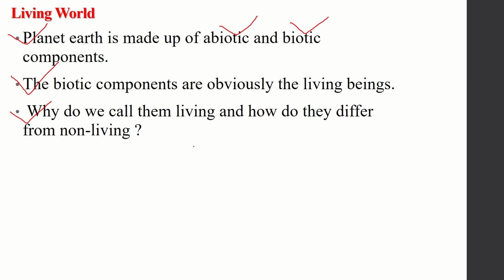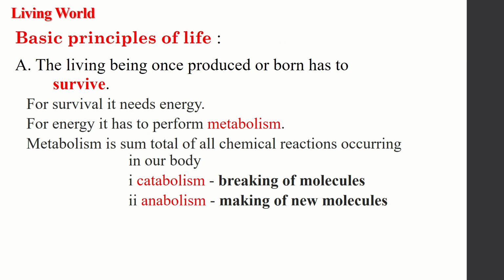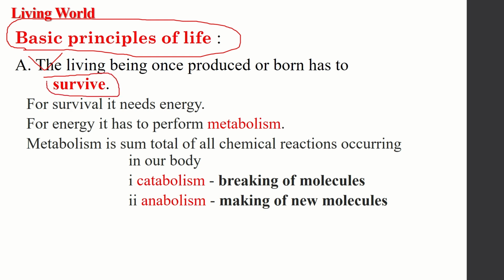There are so many points or characteristics by which we can define them as living. So these are some basic principles of life or some characteristics. With the help of those characteristics, we can define that these particular organisms are living organisms, that is, biotic organisms. The living beings, once produced or born, have to survive. This is the first point of the living beings or biotic components, that is, they can survive.